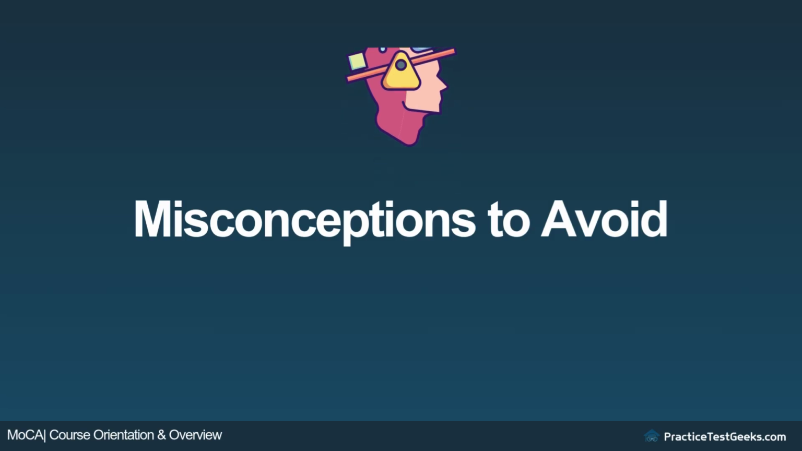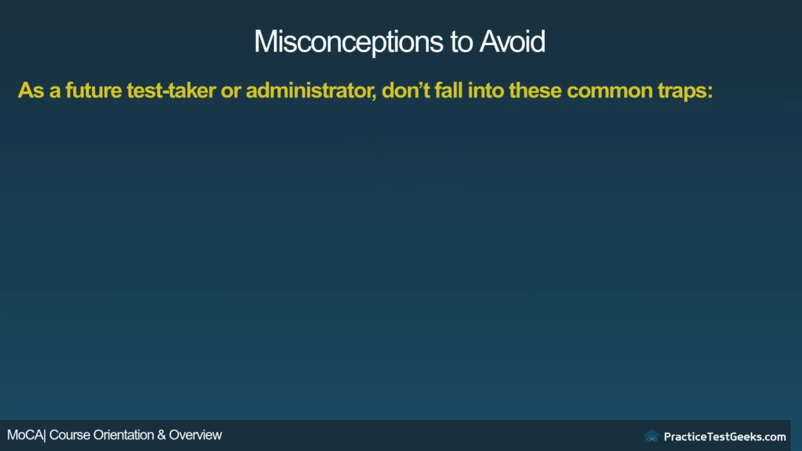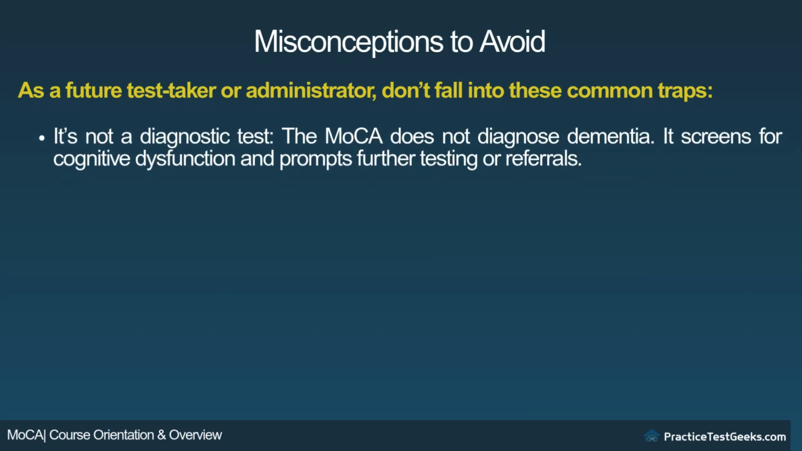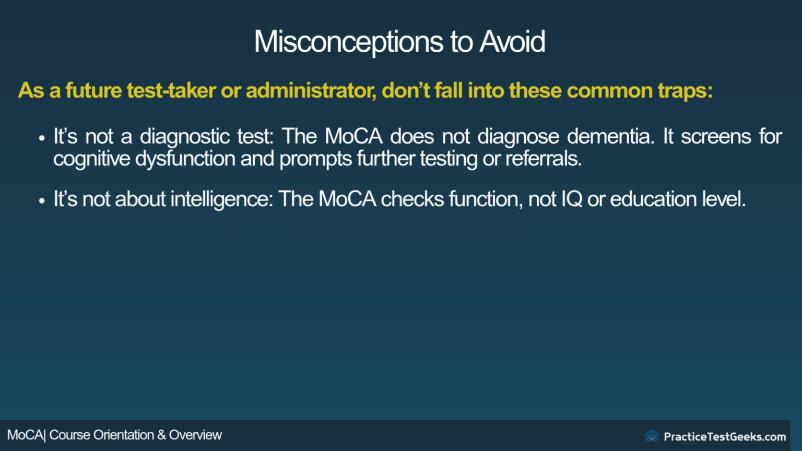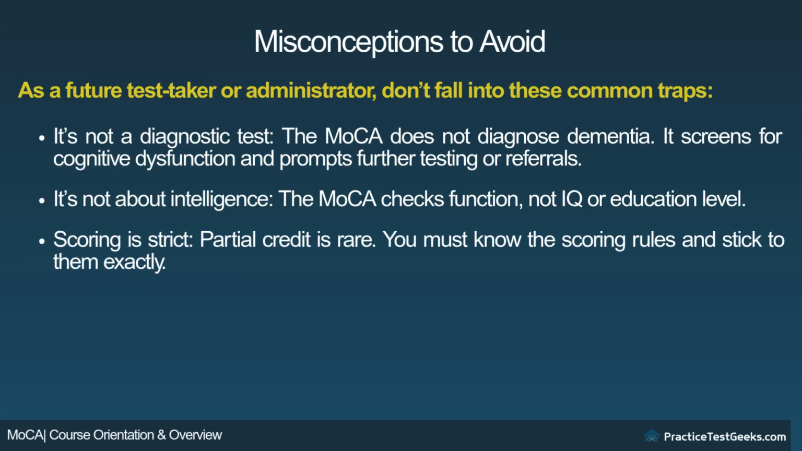Misconceptions to avoid. As a future test taker or administrator, don't fall into these common traps. It's not a diagnostic test. The MoCA does not diagnose dementia. It screens for cognitive dysfunction and prompts further testing or referrals. It's not about intelligence. The MoCA checks function, not IQ or education level. Scoring is strict. Partial credit is rare. You must know the scoring rules and stick to them exactly.